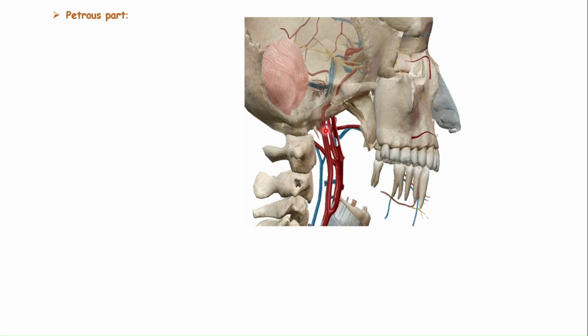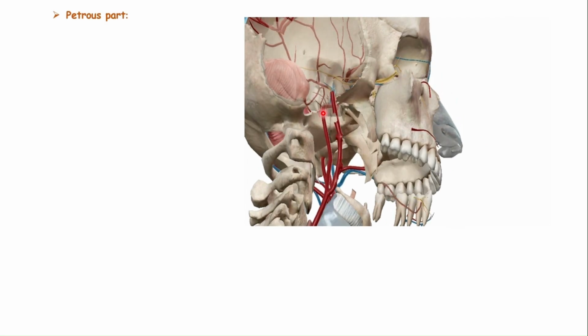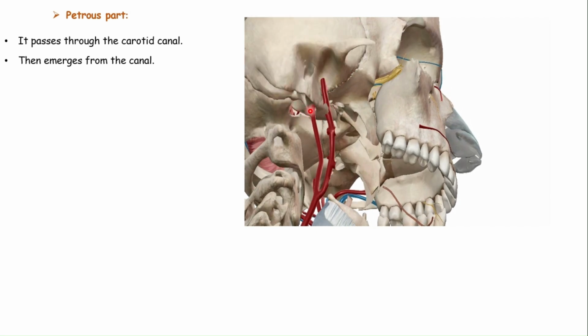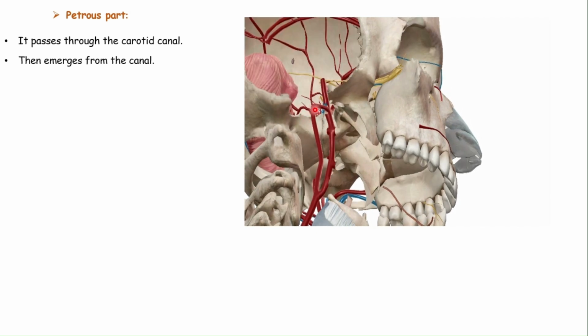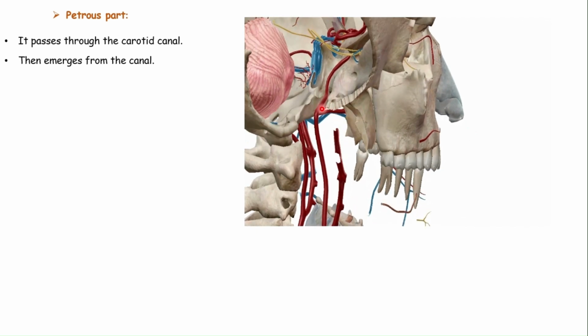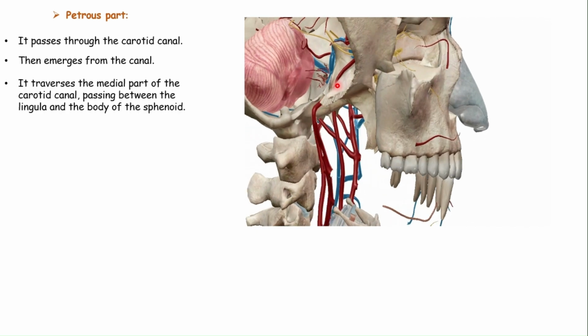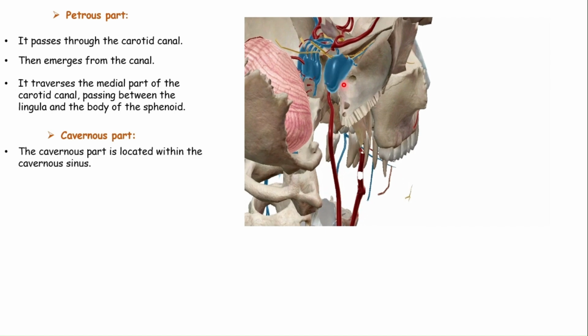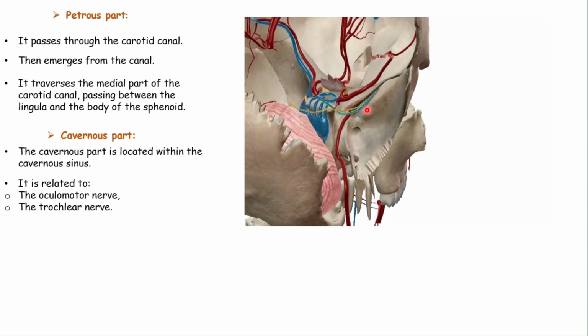The petrous part passes through the carotid canal, then emerges from the canal. It traverses the medial part of the carotid canal, passing between the lingula and the body of the sphenoid. The cavernous part is located within the cavernous sinus. It is related to the oculomotor nerve and the trochlear nerve.